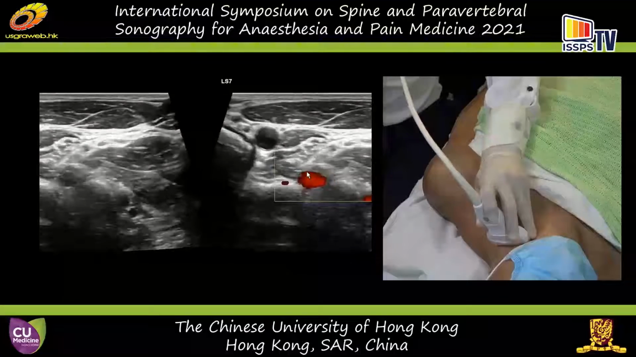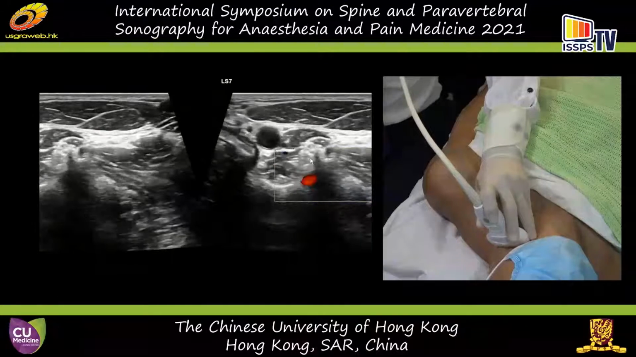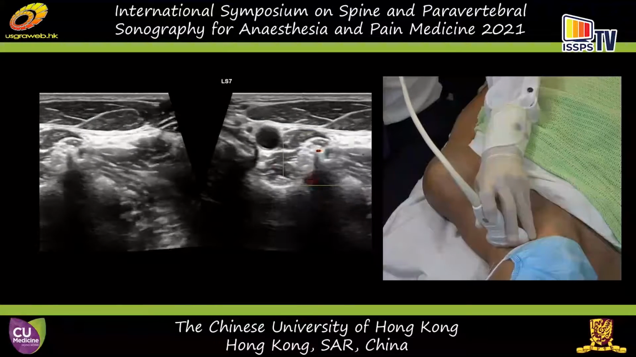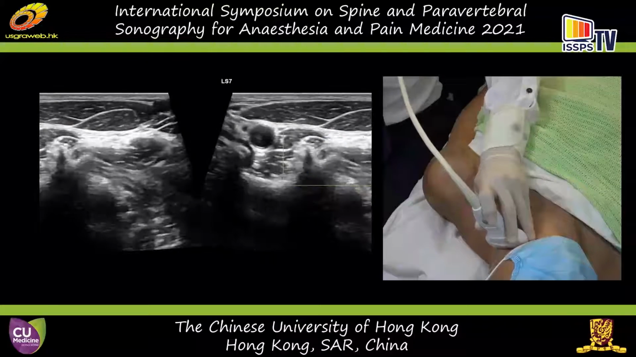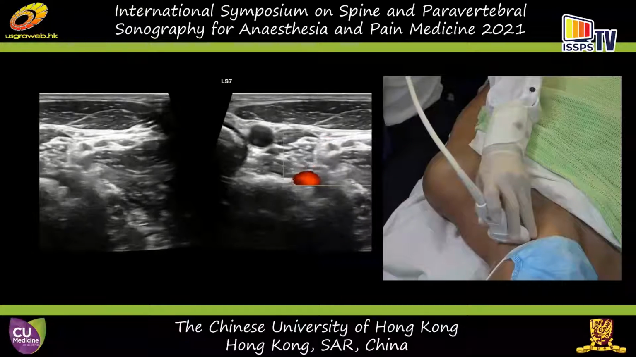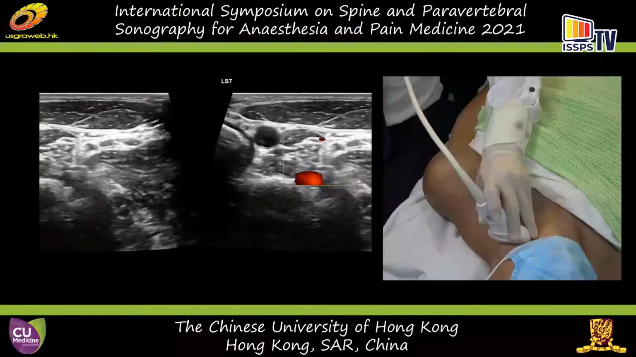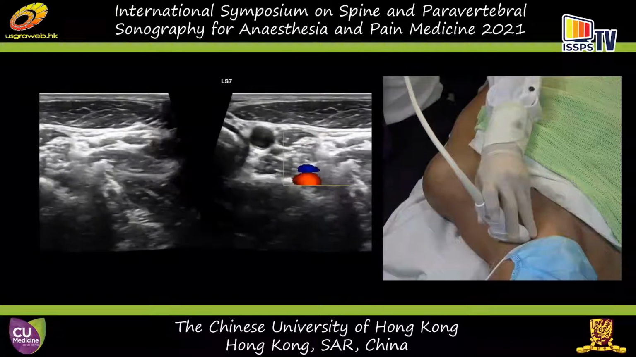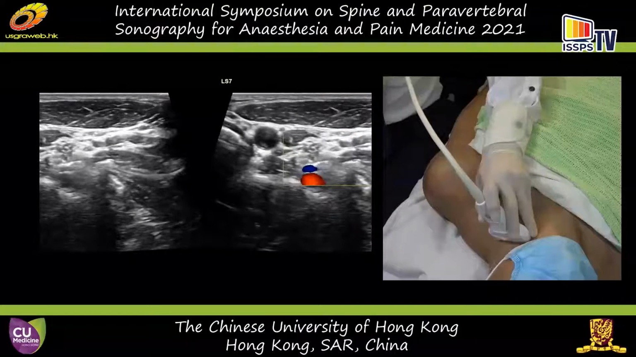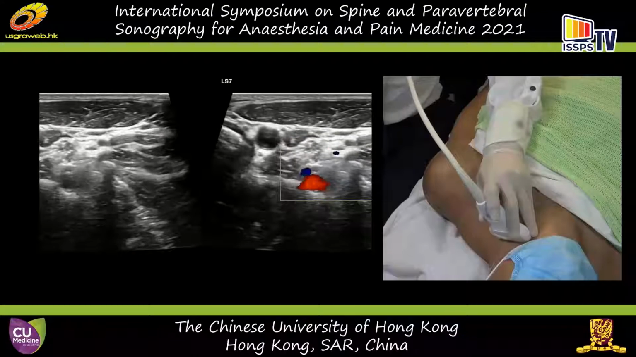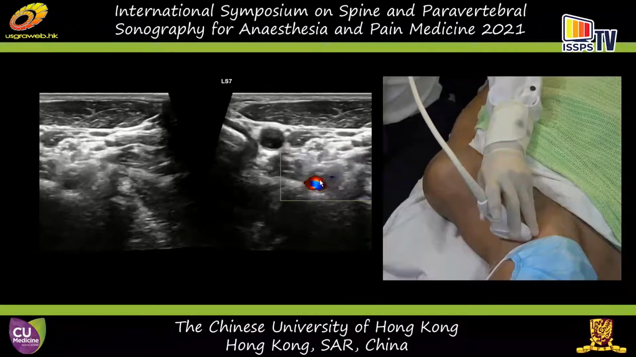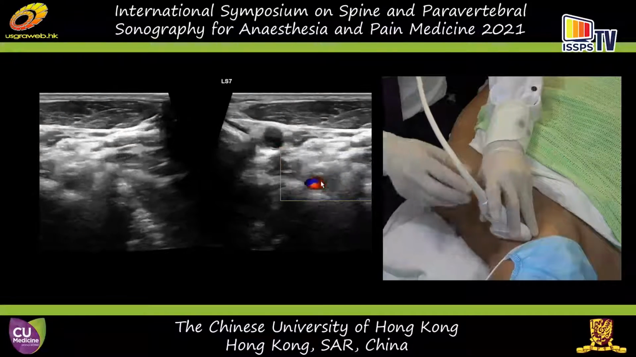For C5, very similar, but you have to be very careful about the artery going together with that. And remember this artery, the spinal cord receives a lot of blood supply from the vertebral artery, especially the upper part of the spinal cord. So don't damage or don't do any intravascular injection to that vertebral artery.